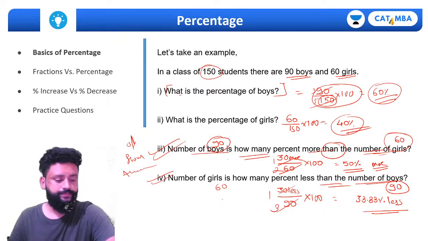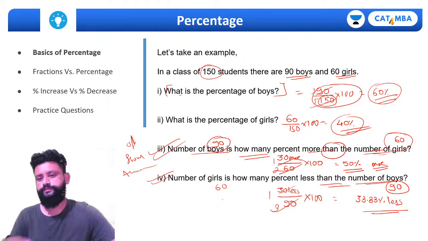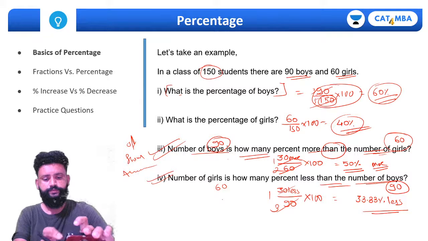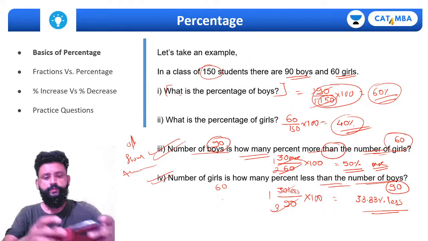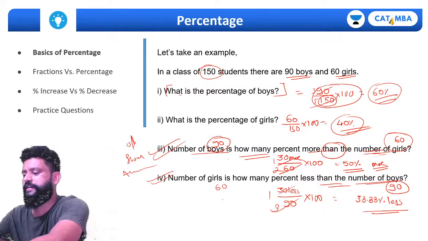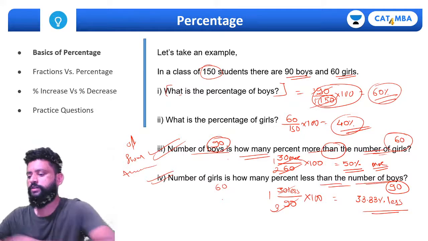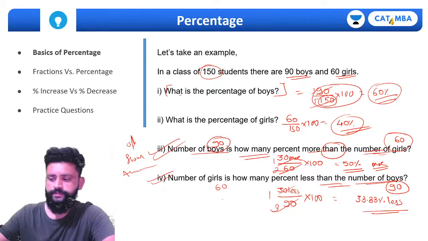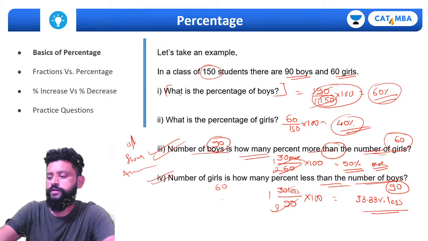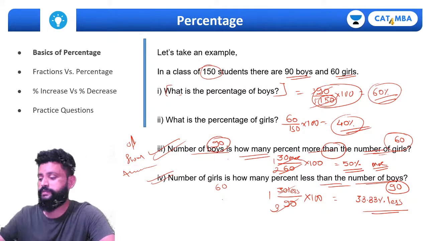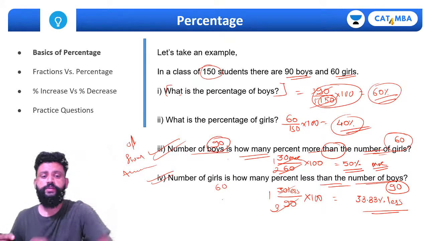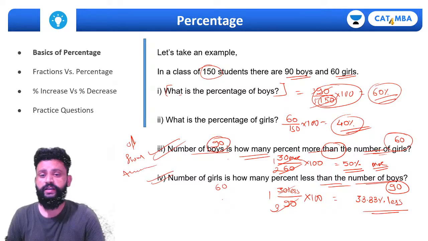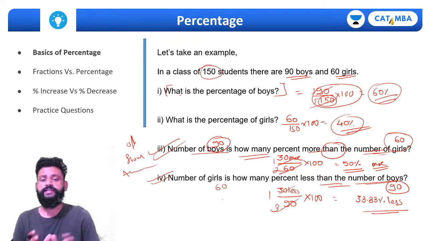Is that clear? Let me know in the comment section if you have any doubt related to this up till now. Have you understood this? So that later, when we use this concept in further questions, there should be no confusion about how to decide the denominator.